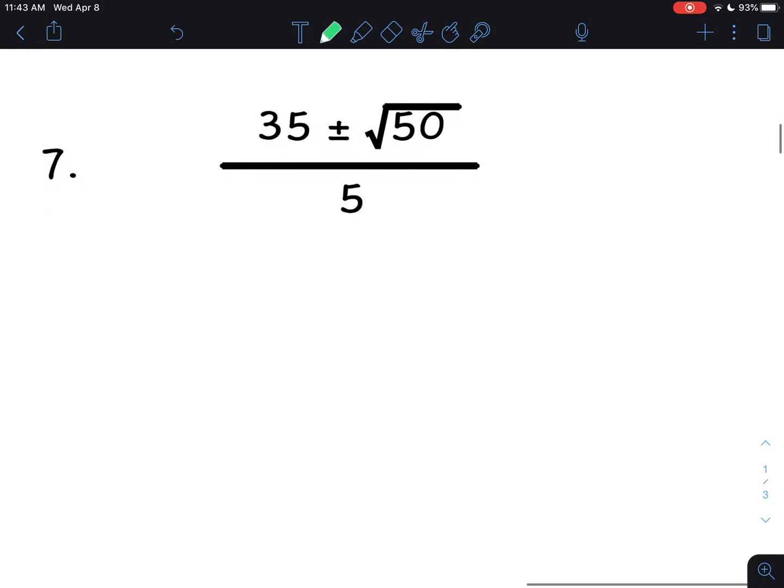All right, next one over here. We've got 35 plus or minus the square root of 50 over 5. Step 1.